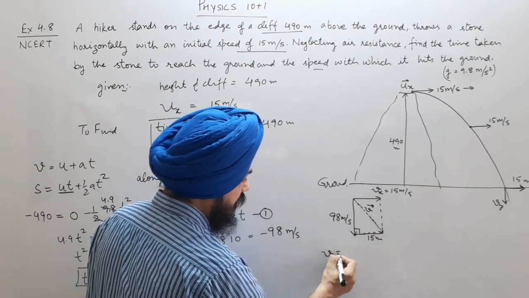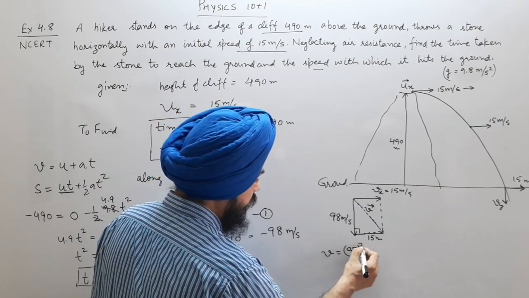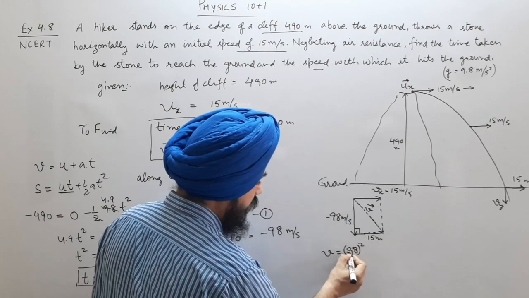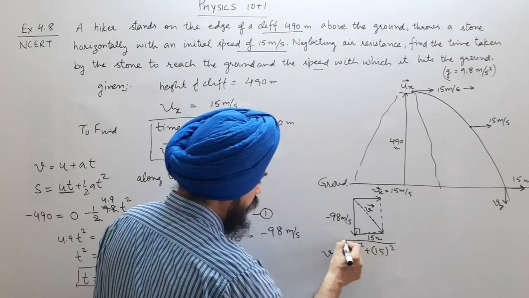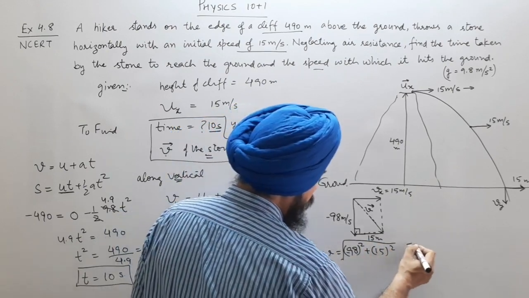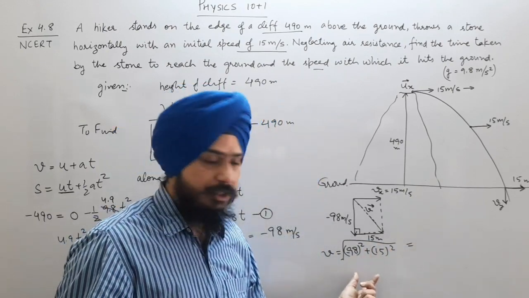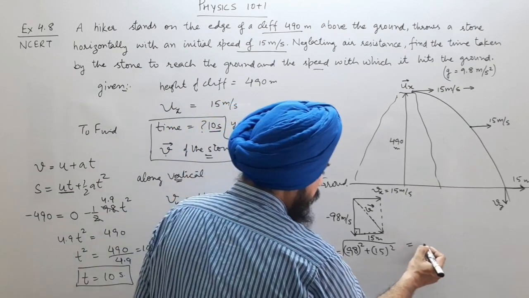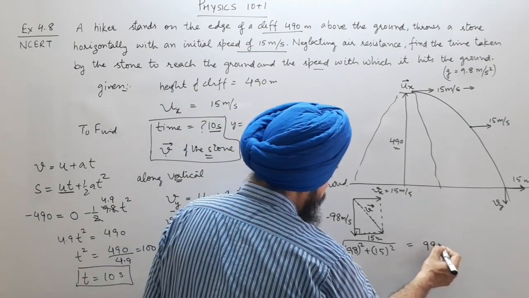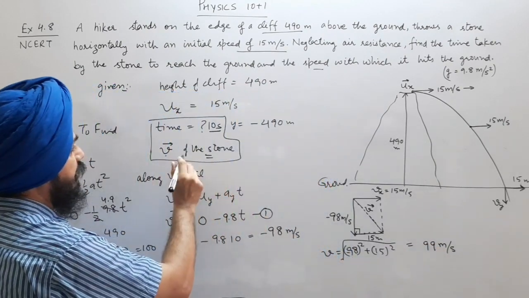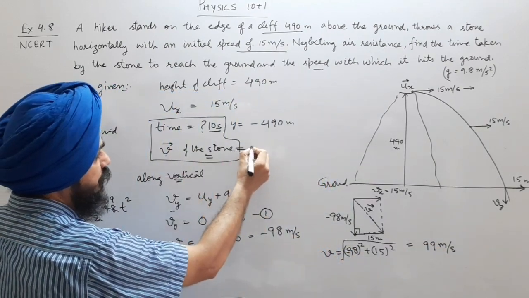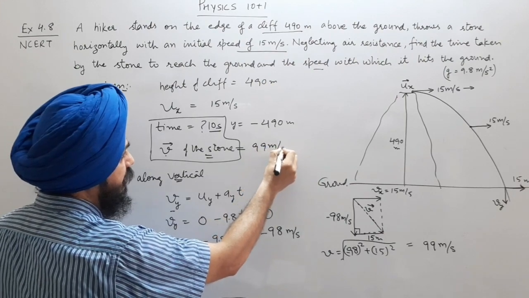So v will be equal to the square root of 98 square plus 15 square. You can calculate these two, and nearly it will be equal to 99 meter per second. So this will be our required velocity of the stone, which will be 99 meter per second.